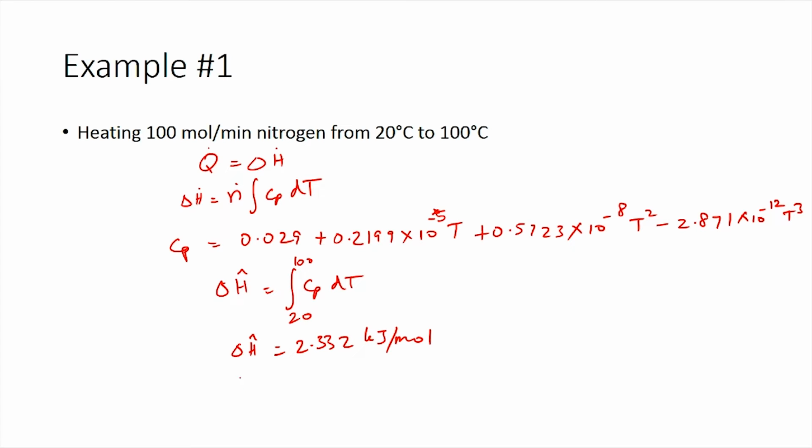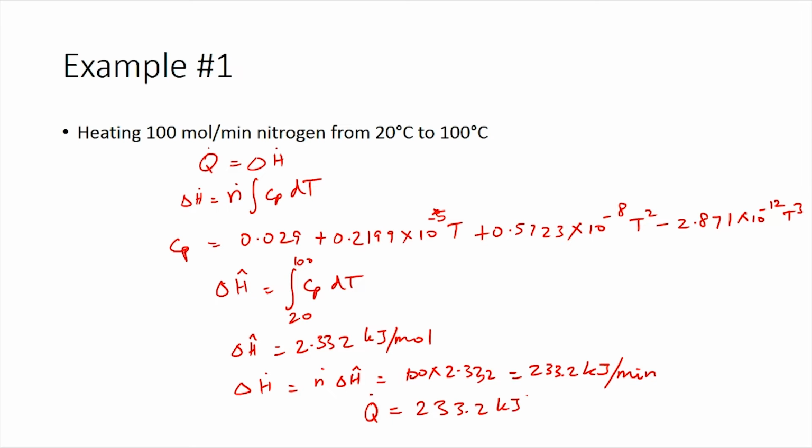Now we need to calculate delta H dot, which is equal to N dot times delta H cap, which is 100 times 2.332, giving you 233.2 kilojoules per minute. This is the heat which needs to be transferred also. Q dot equals delta H dot, which is 233.2 kilojoules per minute. This is the simple calculation that needs to be done to calculate the amount of heat that needs to be transferred for this process where nitrogen is being heated from 20 degrees Celsius to 100 degrees Celsius.